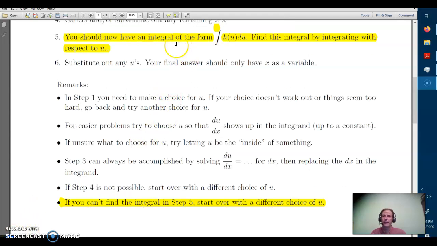The other thing that can happen is that when you get to step 5, you have to find this integral of some new function of u du. However, not all integrals can be found, and not all integrals, even if they can be found by an expert, may be found by a beginning calculus student. So if you can't find the integral in step 5, then go ahead and start the process over with a different choice of u, and hope that when you go through the process a second or third or fourth time, you wind up getting an integral you know how to do.